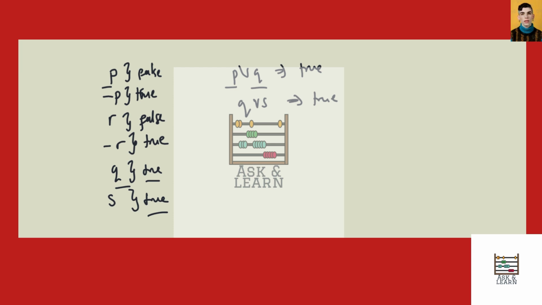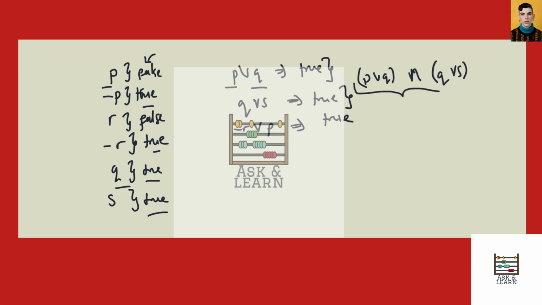Then we are looking at a negative R that is true and a P that is false. So it means negative R, P is actually true. So since the PQ is true and the QS is true, it then means PQ, QS, this right here, is actually true.